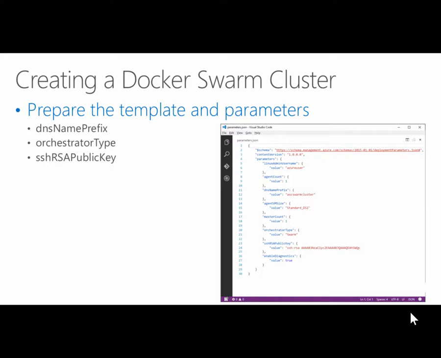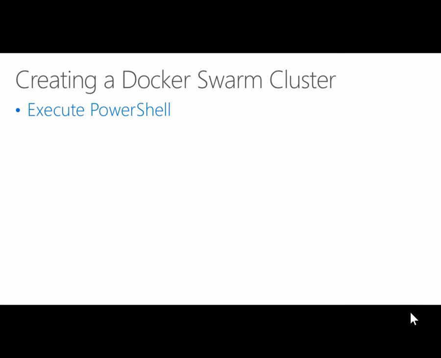SSH RSA public key is the public part of a public and private key pair that will be used to authenticate the administrator to the cluster when using SSH. I have created these keys beforehand by using the tool PuttyGen. We are now ready to begin the deployment of the cluster.